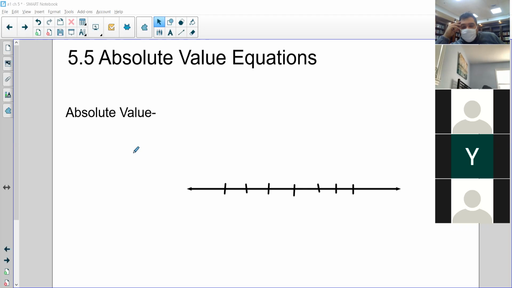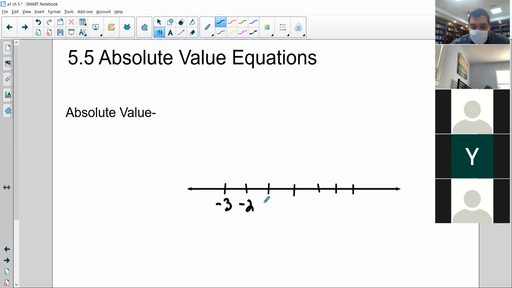So 5.5, absolute value equations. And you guys make a number line. It's a little ugly, but it's okay. Let's put -3, -2, -1, 0, 1, 2, 3. So let's make a number line for me.